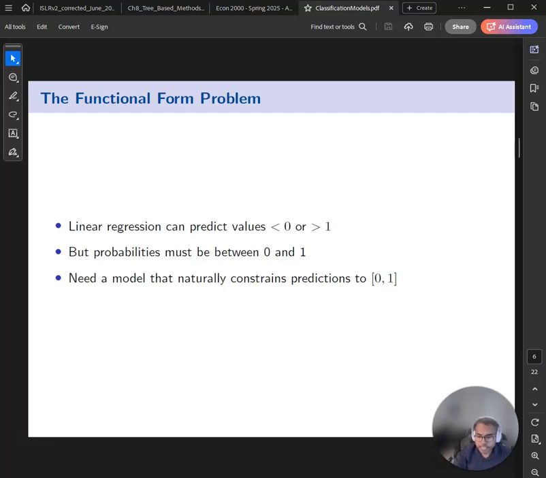What we really need is a model that naturally constrains our predictions onto this valid probability range from 0 to 1. We need something that, no matter what values our predictors take, will always give us a sensible probability estimate. This is the core functional form problem we are trying to solve with classification models, and it leads us directly to why we need specialized approaches for these scenarios.